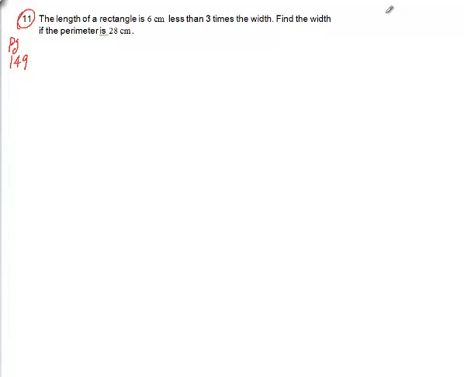The length of a rectangle is 6 centimeters less than 3 times the width. Find the width if the perimeter is 28 centimeters. So just to make sure we understand the rectangle, let's sketch a little rectangle here. Now we can use X and Y or L and W, whatever you feel comfortable with. So let's call the length L and the width W.